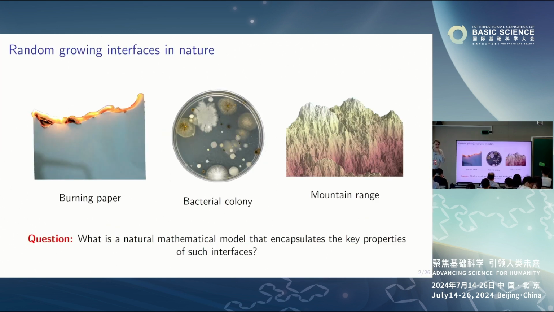Right, so we want to model random growing interfaces. Here are 3 examples of growing interfaces in nature: a sheet of burning paper, a bacterial colony, and a mountain range. Let's look at the first example, the burning paper. The fire front propagates down, and due to the inhomogeneity of the paper, it doesn't propagate uniformly, right?